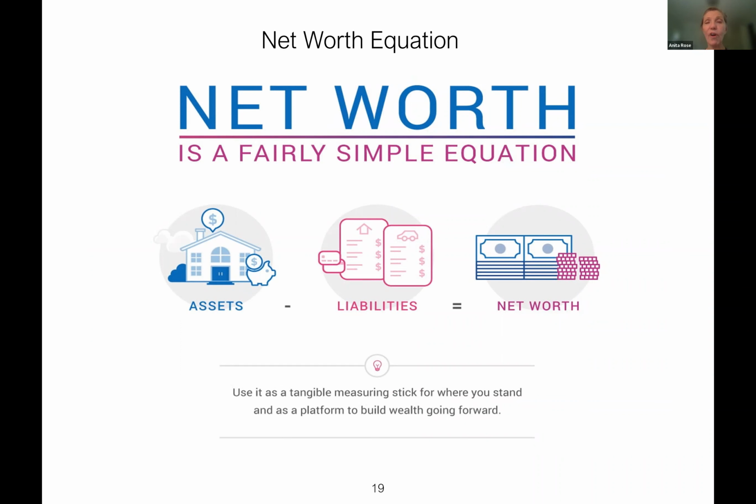So here, our net worth equation. What does this remind you of? This is very much like a balance sheet, isn't it? It really is. It's assets minus liabilities equals net worth, owner's equity, right? That is your personal net worth. And so we want to be sure that we add more and more to this.